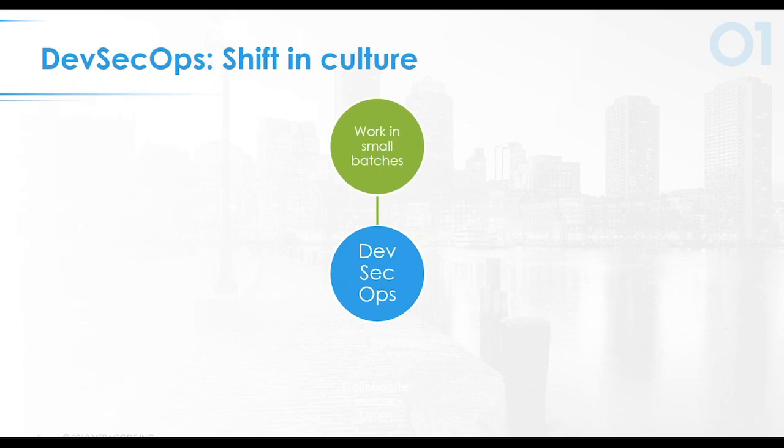DevSecOps is a whole new mindset, a new way of working, if you will. Value is delivered in small increments in a continuous and speedy manner. Agile teams work on small features and release them as soon as they are ready. The key word here is value to customers. No more waiting for months at a time to give customers what they're asking for.